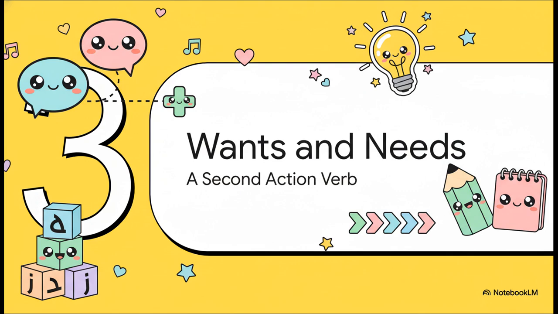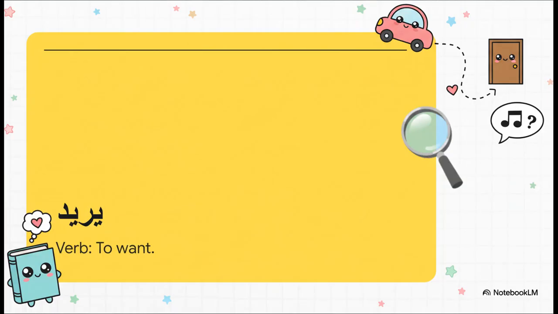Now, let's totally supercharge your abilities by adding a second powerhouse verb to your toolkit. Meet yurid. This is our second verb, and it means he wants. And just like our first one, this is going to change just a little bit depending on who is doing the wanting. Trust me, this word is so incredibly versatile. It unlocks a whole new universe of things you can say.